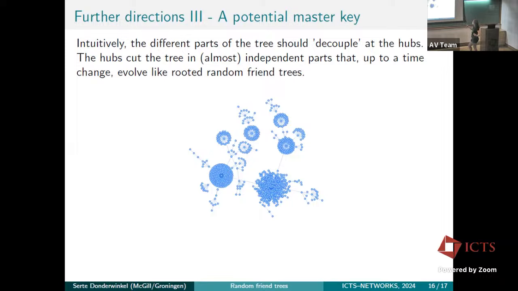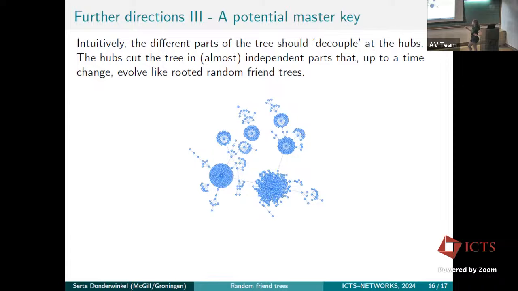Intuitively, the different parts of the tree should decouple at the hubs. Why is that the case? Well, if we think about this tree and about this tree, the only way they interact with each other is through the degree of this hub, right? So for example, this vertex can send something towards the hub, and then the degree of the hub gets a little bit bigger, so that makes it a tiny bit less likely that this one is going to grow. But this hub is so big, does it really matter whether it gets something from here or not? Probably not.